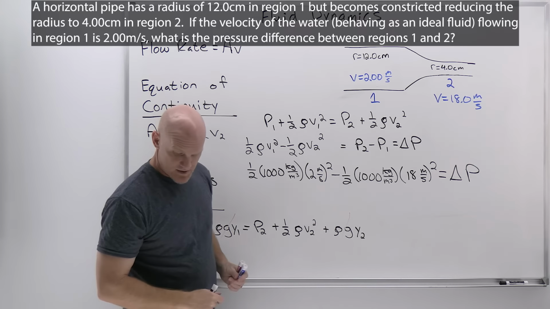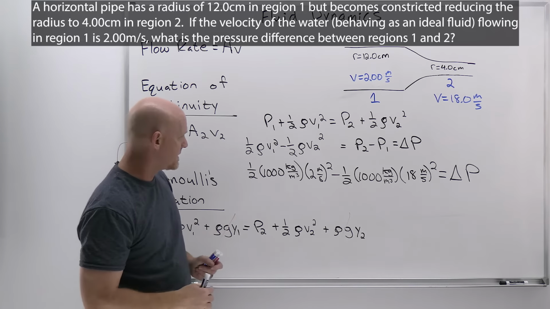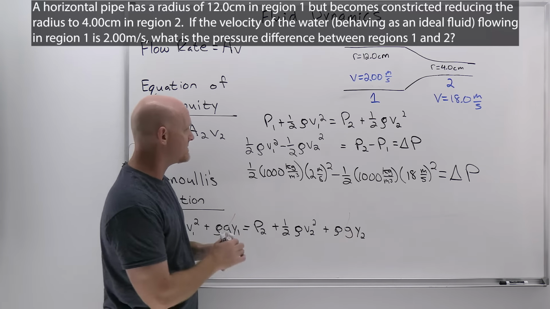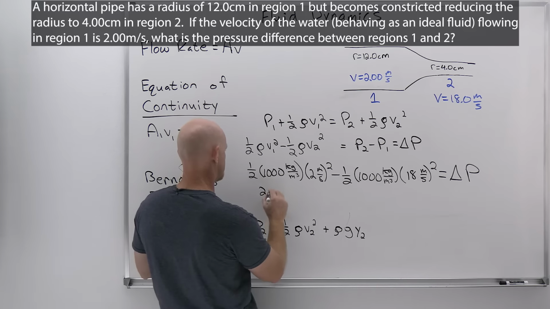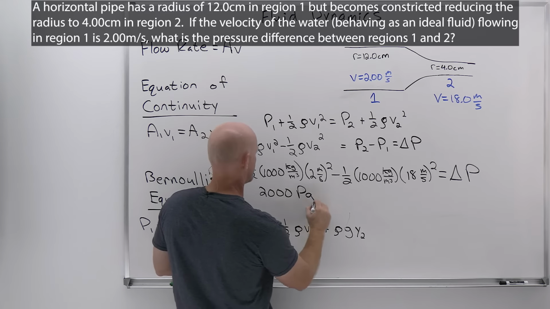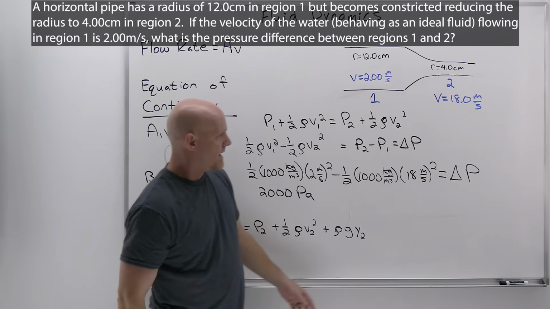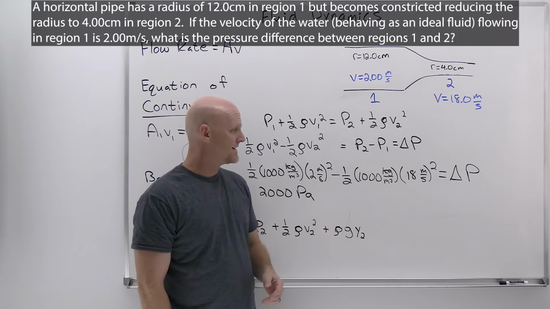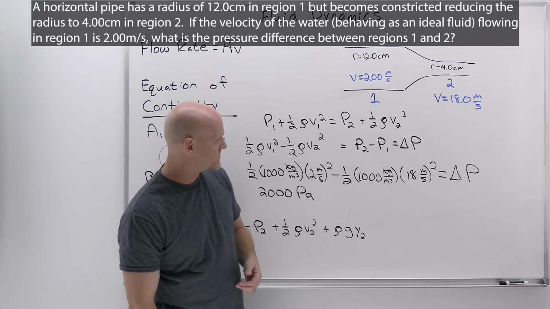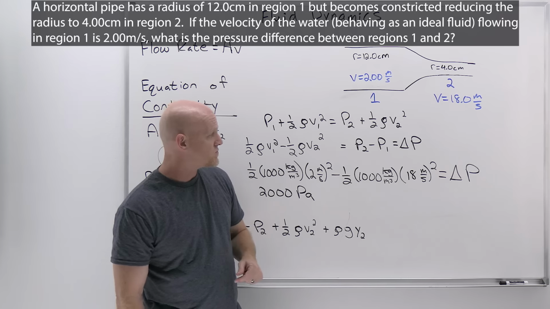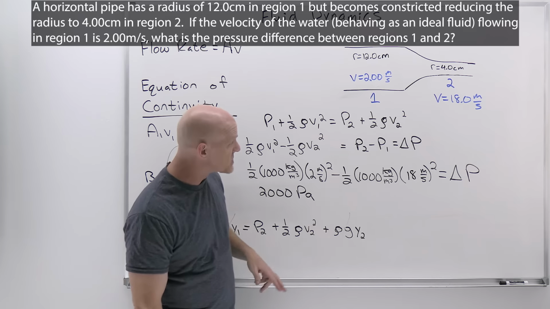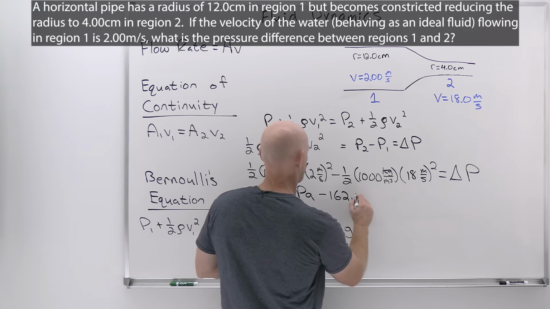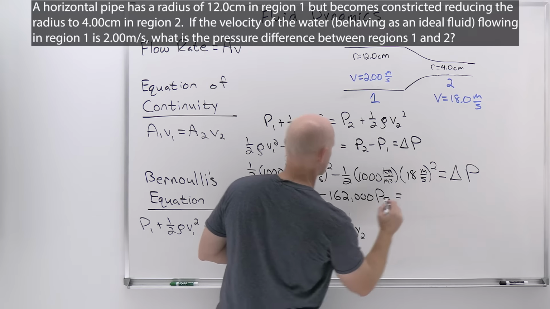And now we've got some plugging and chugging to do. Good time to pull out your calculator, but the numbers aren't terrible here. So 2 squared is 4, 4 times 1,000, 4,000 times 1/2 is 2,000. And units here are Pascal. And then this one's going to be fun, right? So you can do 18 squared, which might be better off in your calculator, but I believe that's 324. Half of 324 should be 162 times 1,000 is 162,000. So we'll subtract off 162,000 Pascal to get delta P.